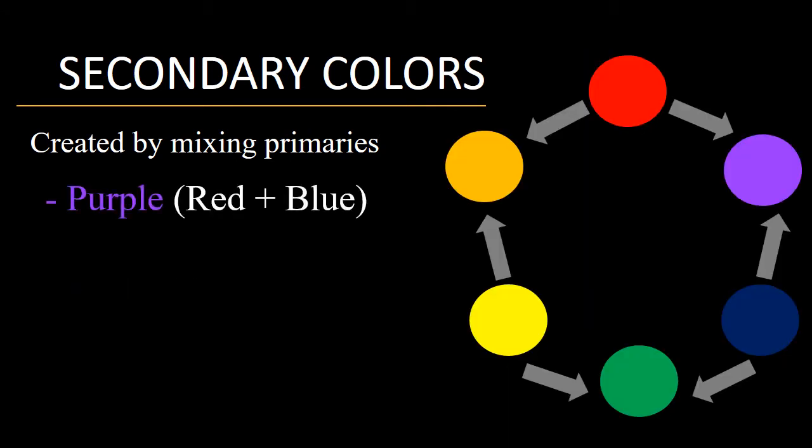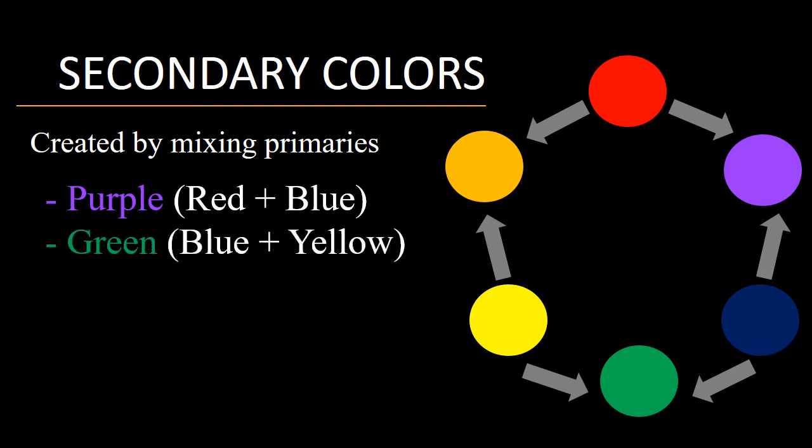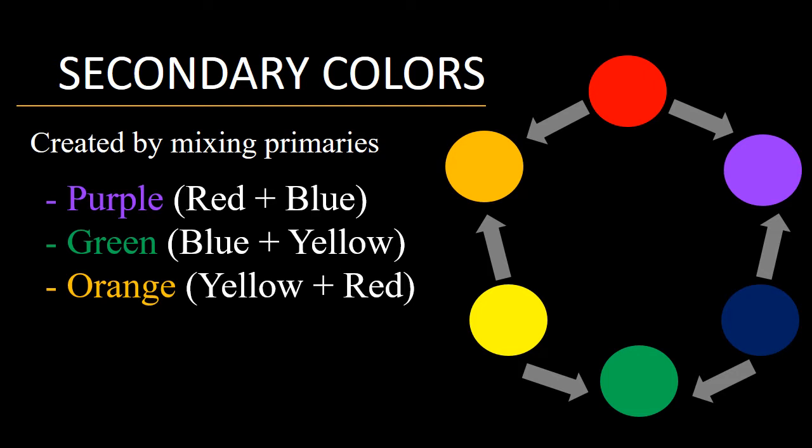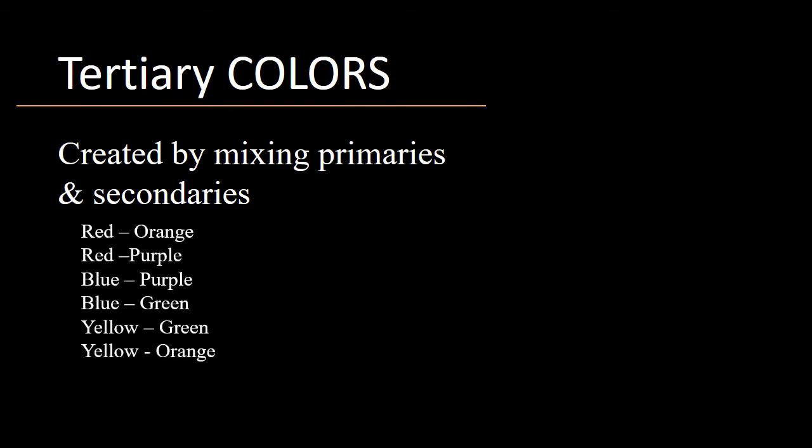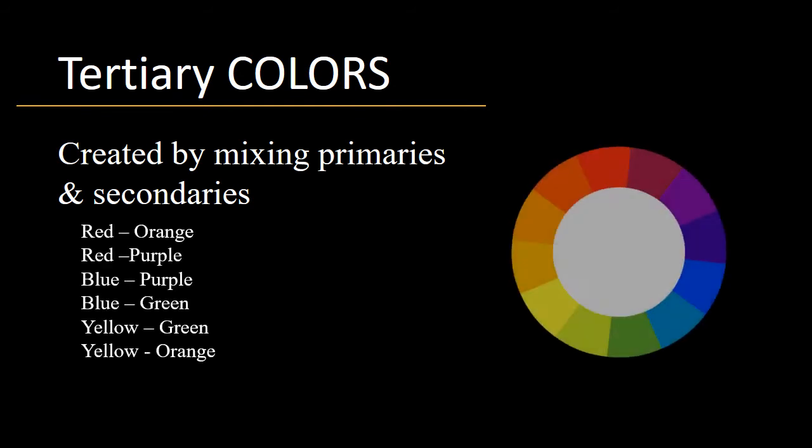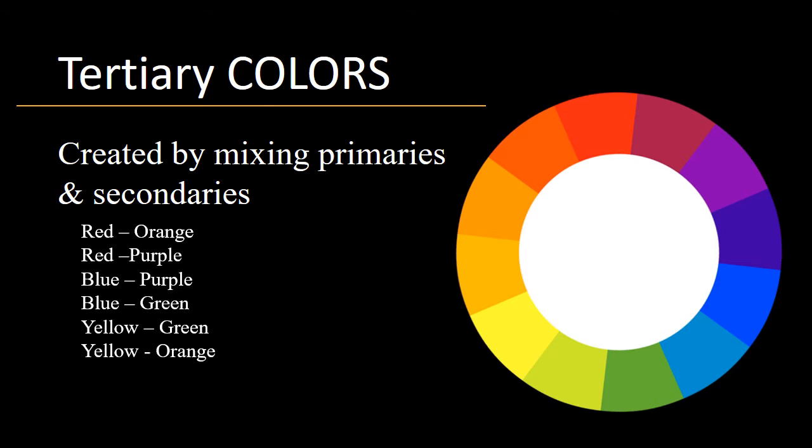Purple is created from red and blue, green is created from blue and yellow, and orange is created from yellow and red. These are tertiary colors, which are created from mixing primaries and secondaries together.